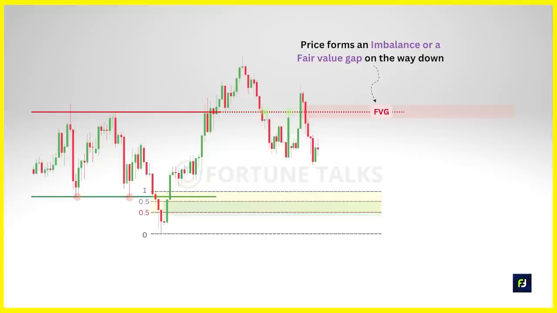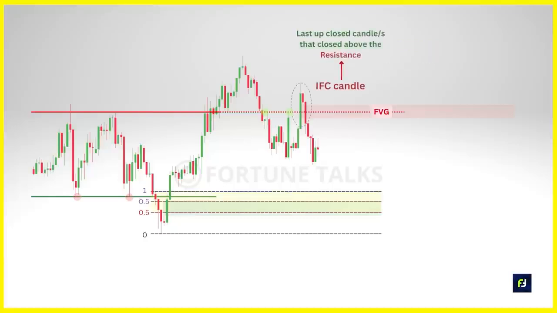Also, this imbalance or inefficiency is a crucial part of the overall concept because it gives price a strong reason to return back and fill the inefficiency in prices. The manipulation move or the liquidity grab was done by institutional candles. In this case, the last up close candles are our IFC candles. I have marked these institutional candles here.